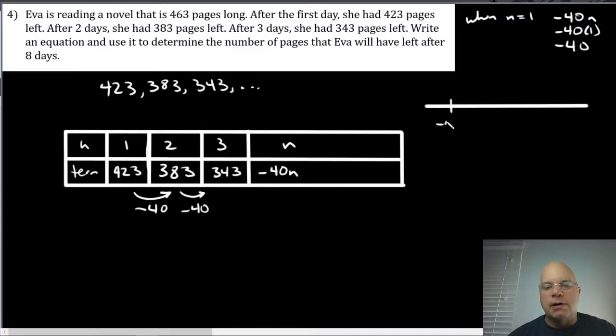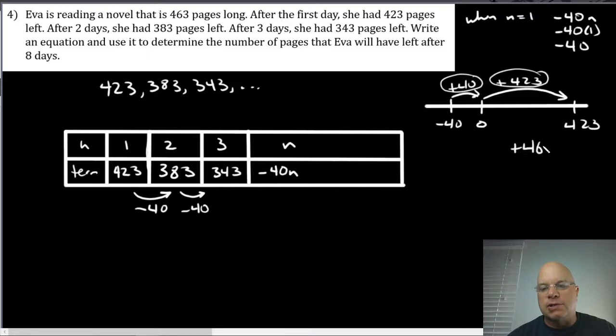So we have to add a lot to get from negative 40 to 423. If you're at negative 40 on a number line, just to get to 0, you would have to add 40. To get to 423, we need to add 423 more than that. So we're adding 40 and 423, so we're adding 463. That makes sense, because that's how many pages are in the book, 463 pages. It's like 463 minus 40 times the number of days she's been reading, because she's reading 40 pages every day.